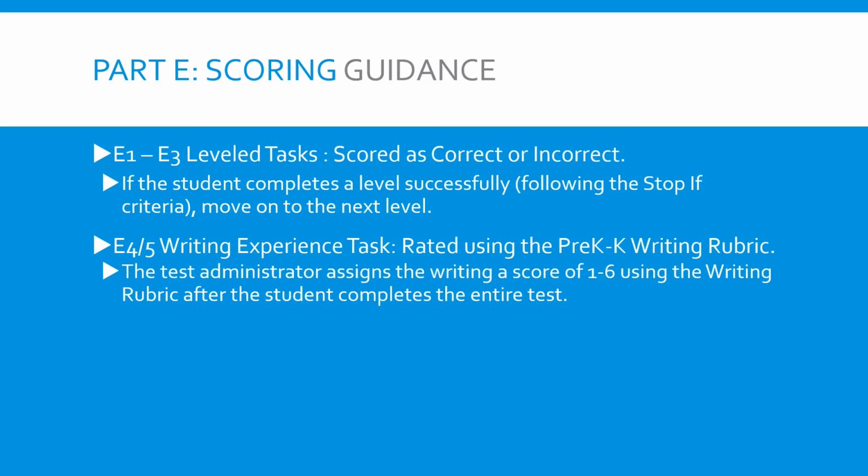Part E scoring guidance, E1 through E3 leveled tasks. Scored as correct or incorrect. E4 and 5 writing experience task, rated using the pre-K through K writing rubric. The test administrator assigns the writing a score of 1 through 6 using the writing rubric after the student completes the entire test.